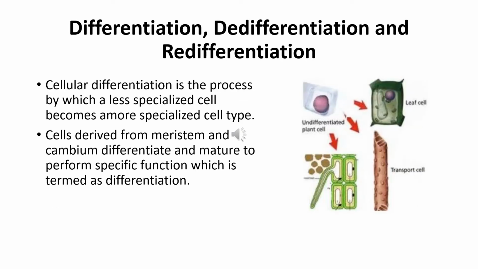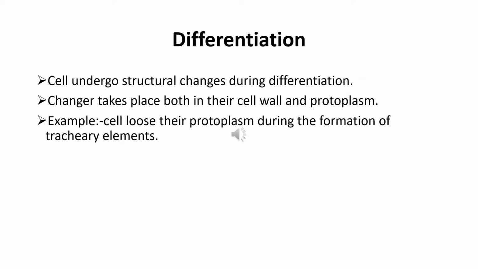Differentiation, dedifferentiation and redifferentiation. Cellular differentiation is the process by which a less specialized cell becomes a more specialized cell. Cells derived from the meristem and cambium differentiate and mature to perform a specific function, which is termed as differentiation. Cells undergo structural changes during differentiation. Change takes place both in their cell wall and protoplasm. Example, cells lose their protoplasm during the formation of tracheary elements.